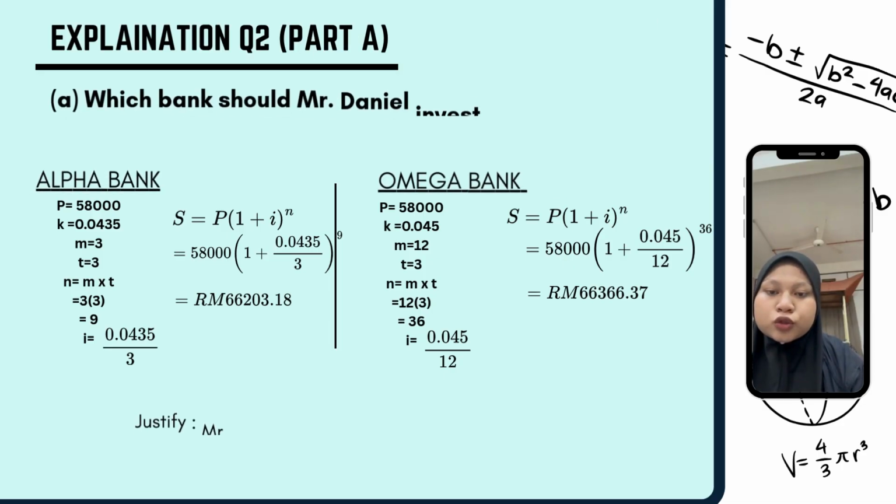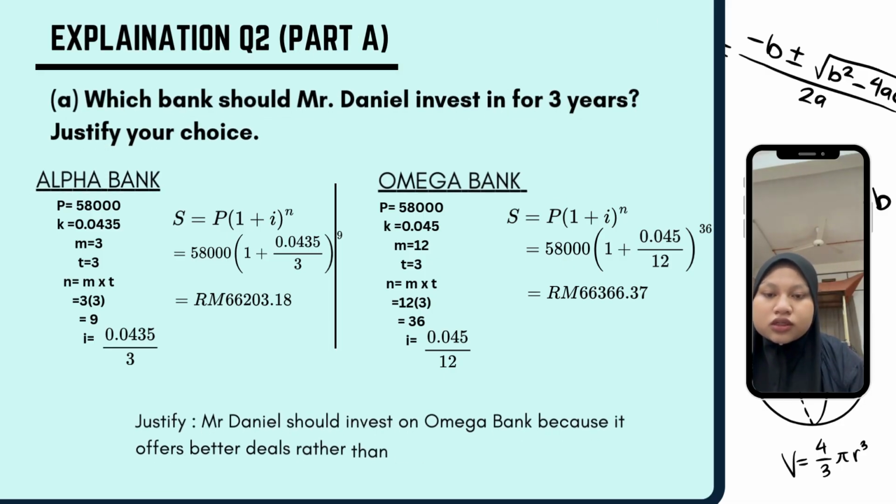Which bank should Mr. Daniel invest in for 3 years? How to get N is M multiplied by T, which for Alpha Bank is 3 multiplied by 3 also, because the period that Mr. Daniel wants to invest is 3 years. So it is equal to 9. So we input the amount, which is 58,000 in bracket 1 plus 0.435 per 3 in bracket 9. So we got the amount is 66,023 ringgit and 80 sen.